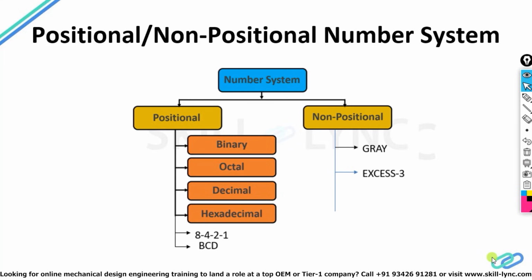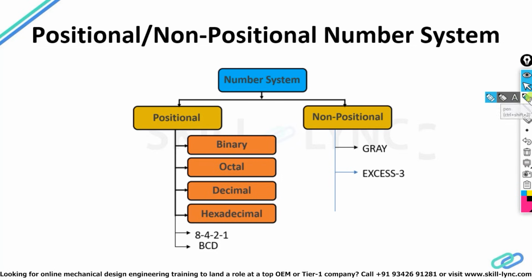But in non-positional weighted code, there is no relation between the positions and the weights. Examples of the positional codes are binary, octal, decimal or hexadecimal. Apart from these number systems, other examples are the 8421 code or BCD codes. Whereas non-positional codes, in which there is no relation between the weight and positions, are Gray and Excess-3 code.